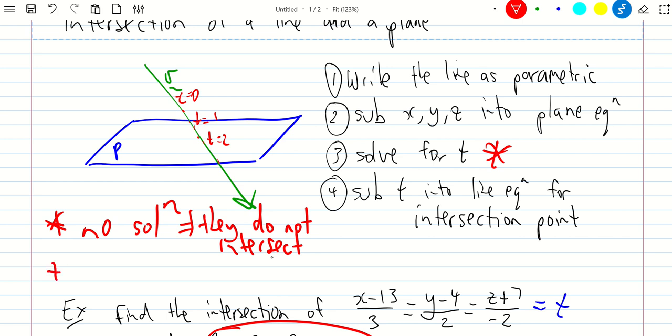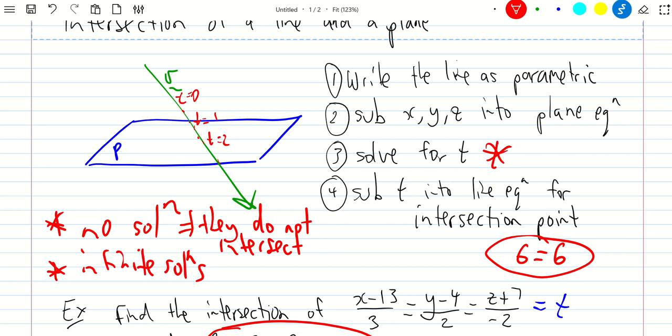The second one, you might get infinite solutions. Like if you get down and all the t's cancel out and you end up with 6 equals 6 or something like that, you're just left with the same thing on both sides. That will be infinite solutions where the value of t does not matter. It's true in every case, and so that means the whole line is intersecting. I hope that one makes sense. It's a bit confusing to think about. The whole line is intersecting with the plane. In other words, it's lying on the plane.